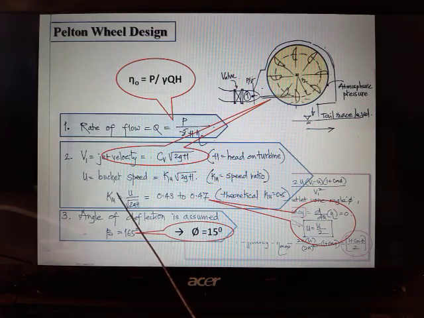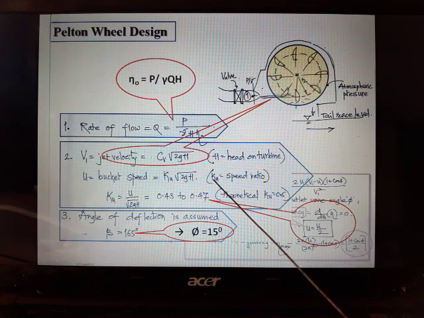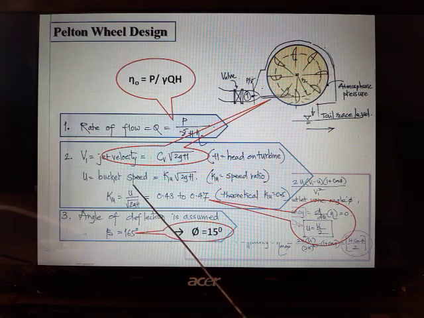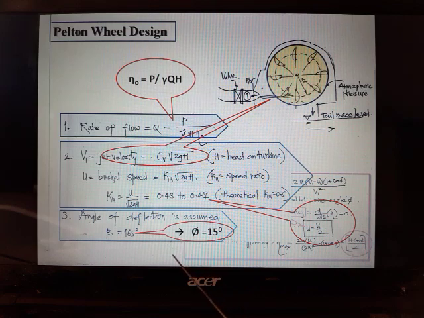Next, the bucket speed U or vane speed U. There is a term speed ratio Ku, which is U, that is velocity of the vane, divided by root 2gH. Theoretically you have already seen that U is equal to V1 by 2 for maximum efficiency. So the theoretical value is 0.5, but because of some practical difficulty we take it in the range of 0.43 to 0.47.